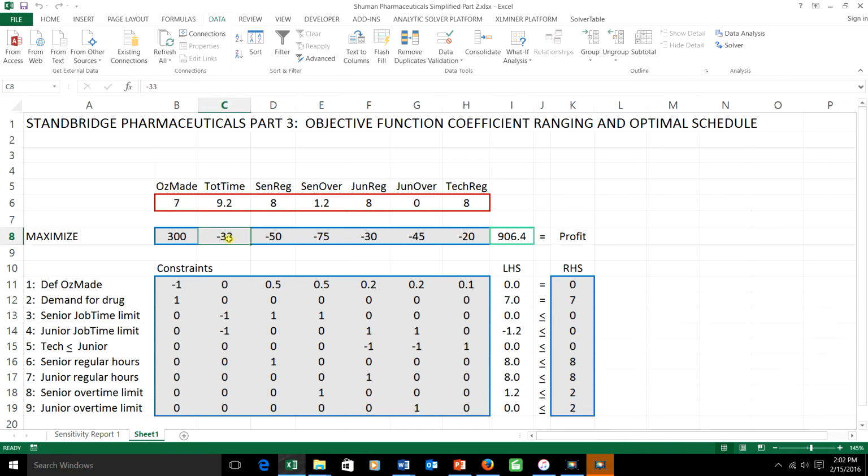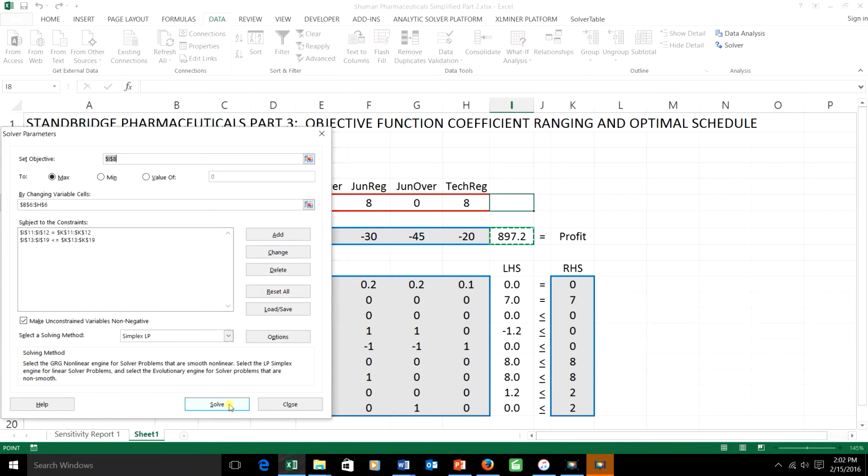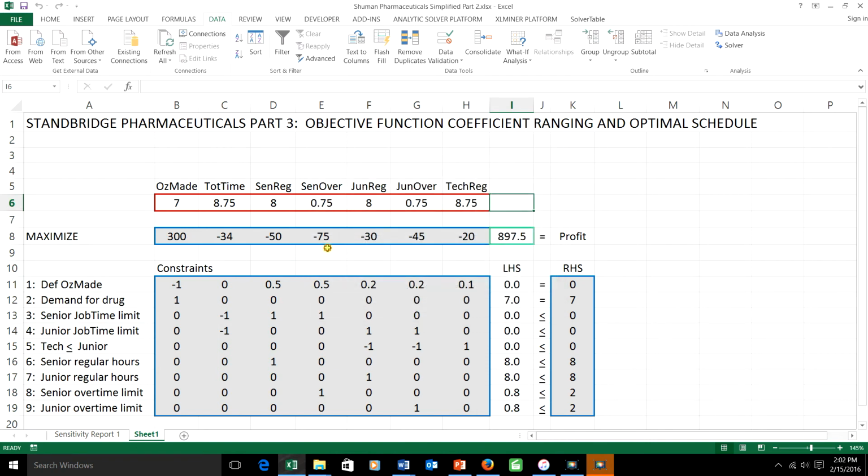But I said that if I make it negative $34, the optimal schedule would change. That's not just the profit that's changing. We're actually going to do different stuff. So that 7, 9.2, 8, 1.2, 808, something different should happen. Let's see. Solver, Solve. And you saw them change, 7, 8.75, and so on. We have a different schedule because we moved outside of the OFCR range.